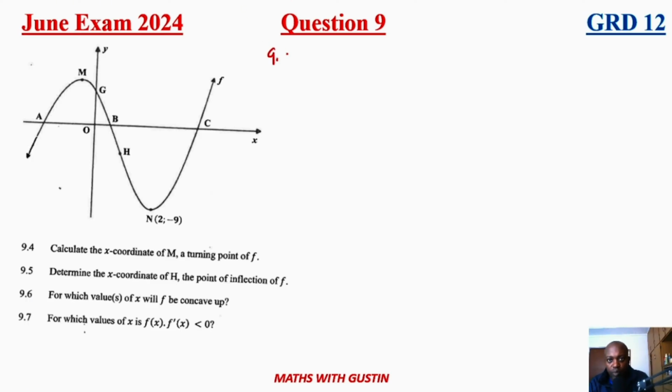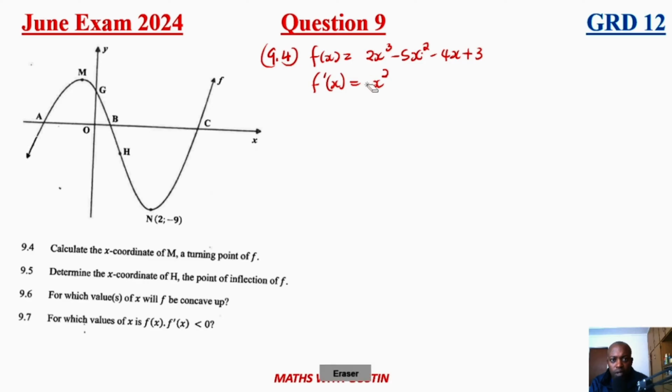All right, 9.4, we've got f of x given to us as 2x cubed minus 5x squared minus 4x plus 3. Therefore, what do we do when we're looking for the turning point? We take the first derivative and then we must equate the first derivative to 0. So 3 times 2.